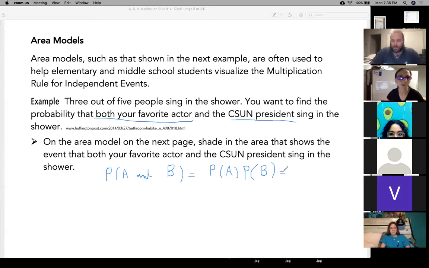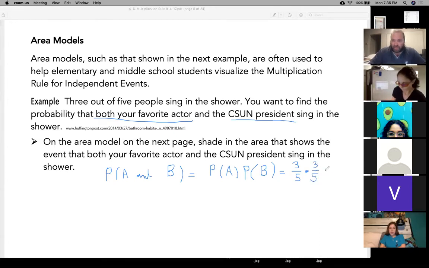How do we know that? 3/5, because 3 out of 5 people sing in the shower. So since your favorite actor is just a regular person, if 3 out of 5 people sing in the shower, then it's a 3/5 chance that he or she sings in the shower. And what's the likelihood that the CSUN president sings in the shower? 3/5. Each person is 3 out of 5.